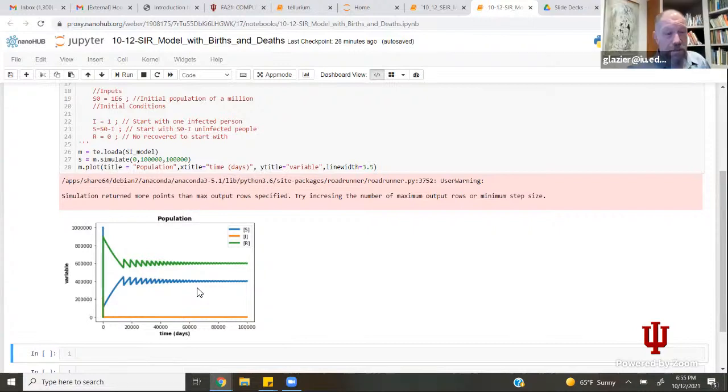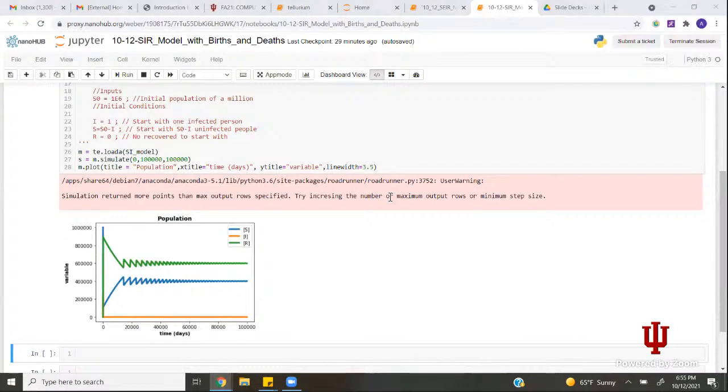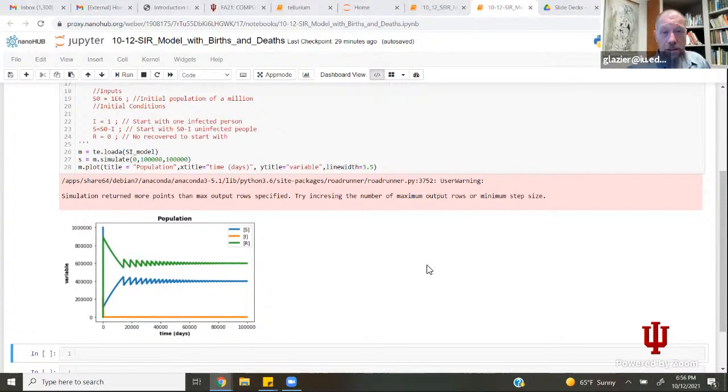Did anybody else get something similar to that? Something different from that? No, yes. But thank you, Ali, for doing that. That's great. That's very helpful. Does anybody else want to share some results?